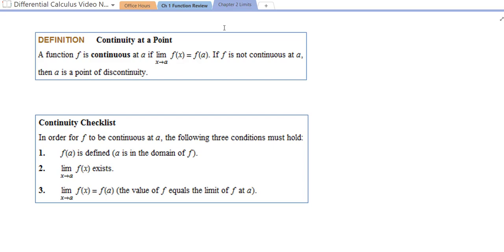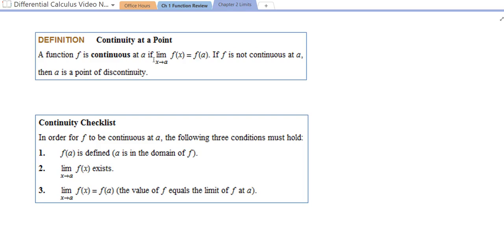Hi there, in this video we're going to continue our discussion of continuity, and we're going to start with continuity at a point. So what does it mean to be continuous at a point? In the previous video we talked about being continuous on the entire real line or being continuous on the domain of the function. Now what about at a specific point?